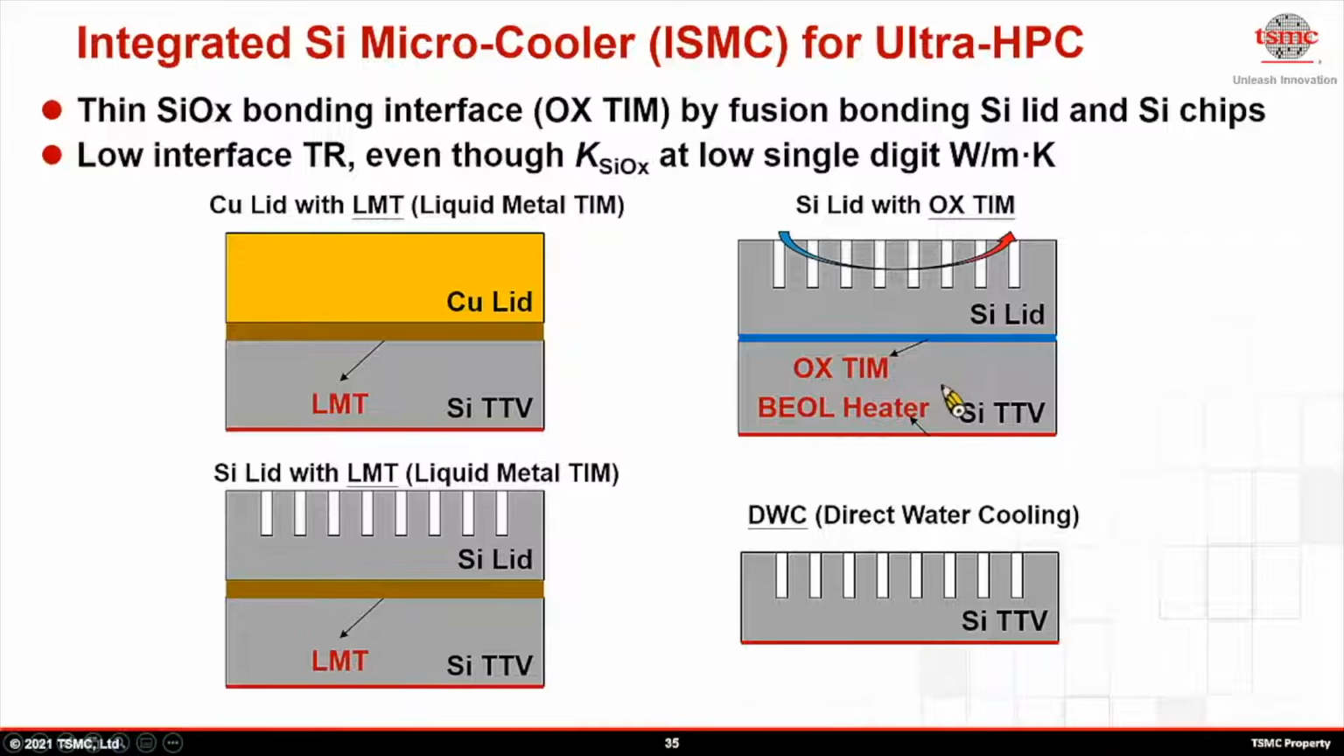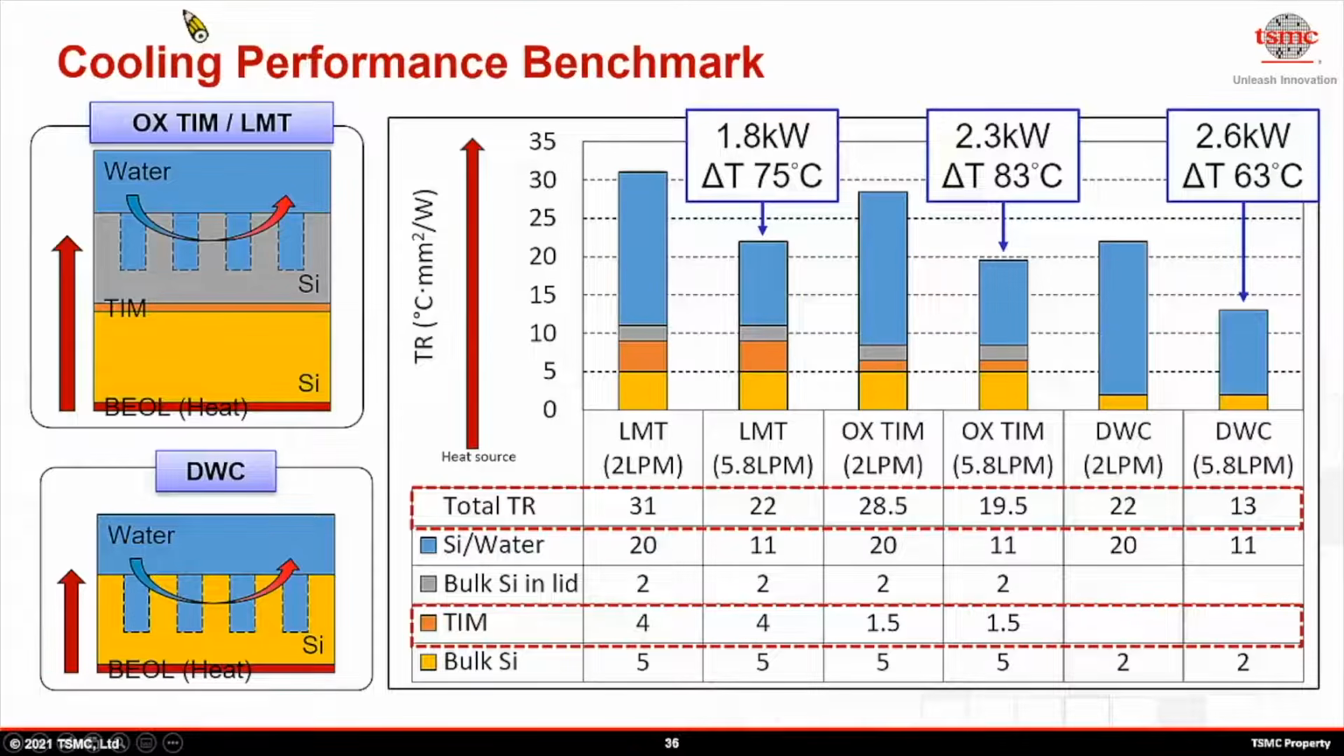Oxide tin is scheme B, and when both the oxide tin and the silicon lead are removed for this direct water cooling case, this is scheme C. This slide summarizes the evaluation result. I apologize for the busy chart.